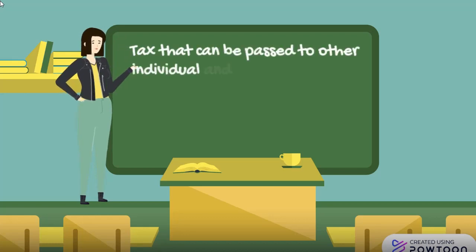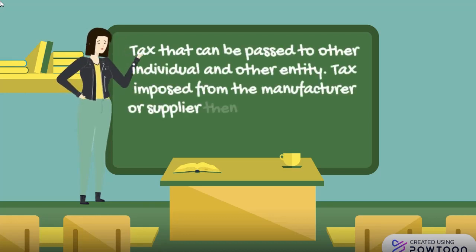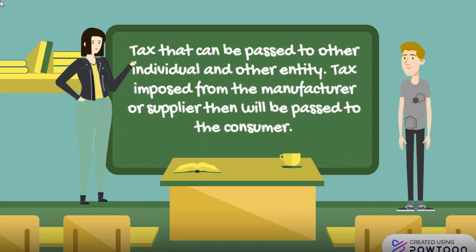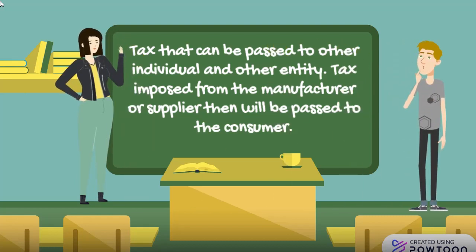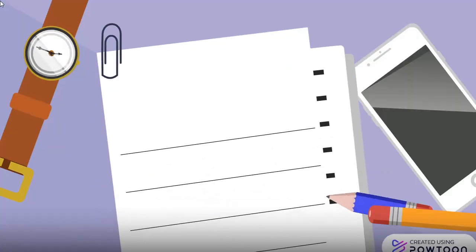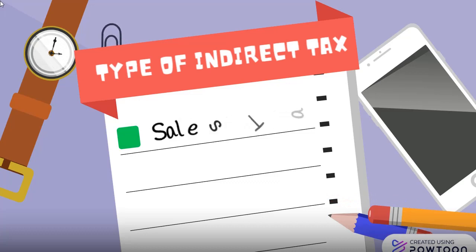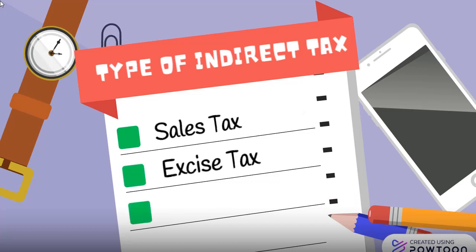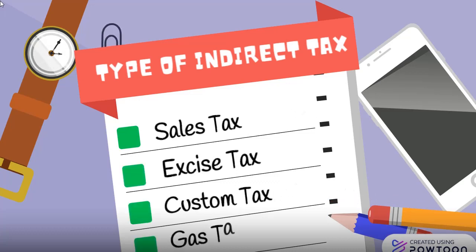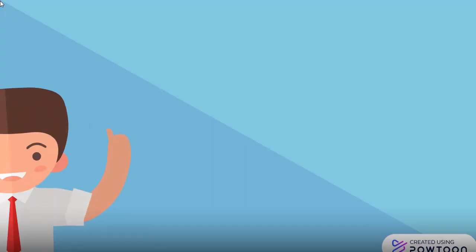Indirect tax is tax that can be passed to other individuals and other entities. Tax imposed on the manufacturer or supplier will then be passed to the consumer. There are four types of indirect tax, which are sales tax, excise tax, custom tax, and gas tax.